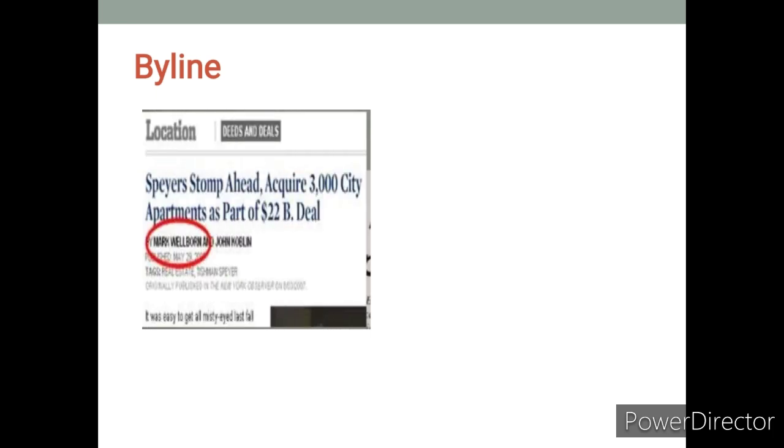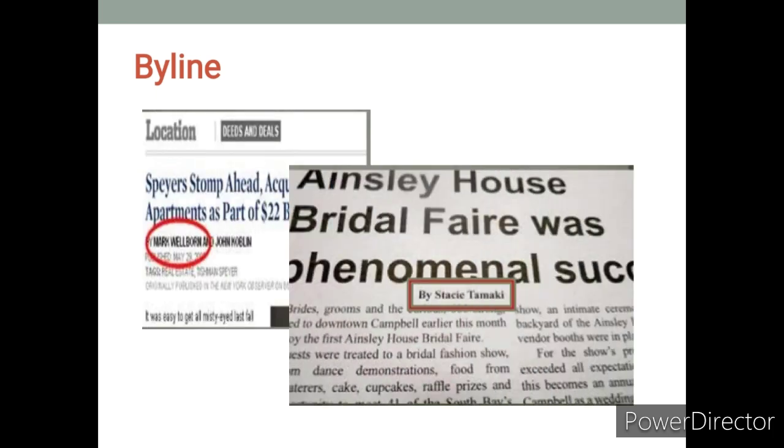Now, byline. The next element is byline. Byline is nothing but the name of an author. If possible, you should write the designation of the writer. Generally, the byline is written immediately after the headline, but it's not a hard and fast rule. It can be written either at the right margin or you may write it at the end of the article too.